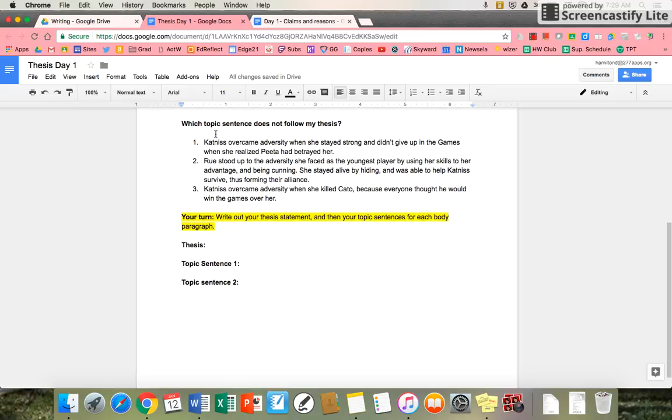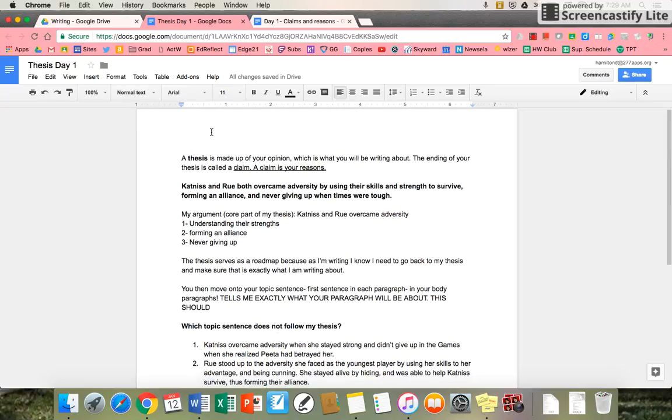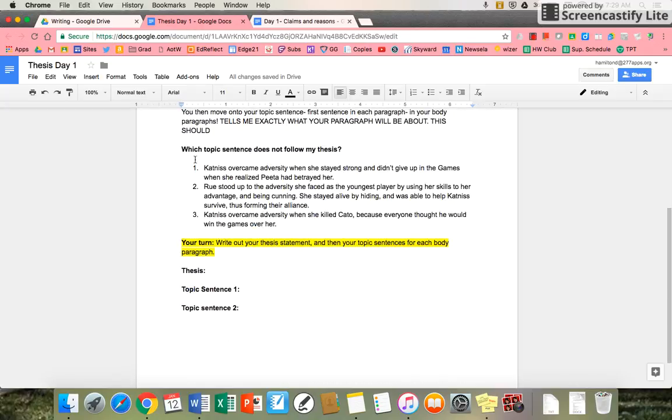So here, which topic sentence does not follow my thesis? So come back up here and look at this part. 1. Katniss overcame adversity when she stayed strong and didn't give up in the games when she realized Peeta had betrayed her. 2. Rue had stood up to adversity as she faced it as the youngest player, and by using her skills to her advantage and being cunning, she stayed alive by hiding and was able to help Katniss survive, thus forming their alliance. Or 3. Katniss overcame adversity when she killed Cato because everyone thought he would win the games over her.